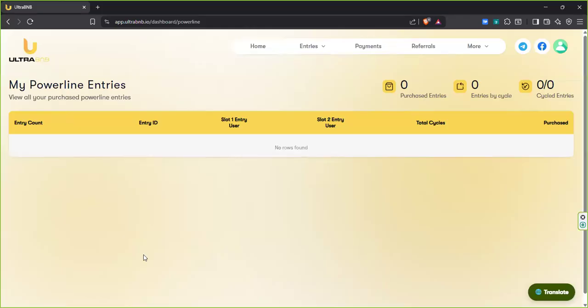Yeah, then you see that your entries follow suit in that order. The slot 1 entry user and slot 2 entry user are the entries that are contributing to your earnings or your benefits. So when you receive a payment, like the first and second payment, it will be recorded here and also show you the entry users that contributed to your benefit. So it will be recorded here too for that transparency.